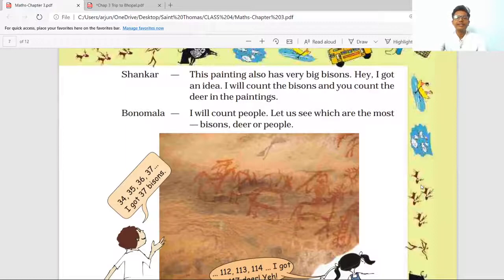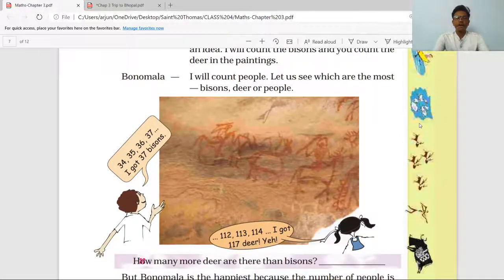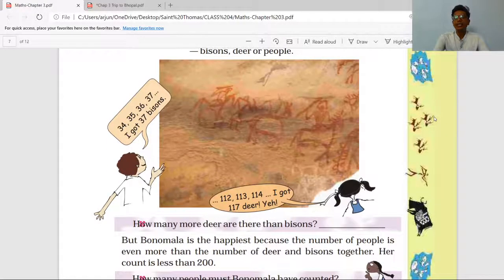Shankar, this painting also has very big bisons. Hey, I got an idea. I will count the bisons and you count the deer in the painting. Bonomala, I will count people. Let us see which are the most: bisons, deer or people. So they started counting from seeing the painting.